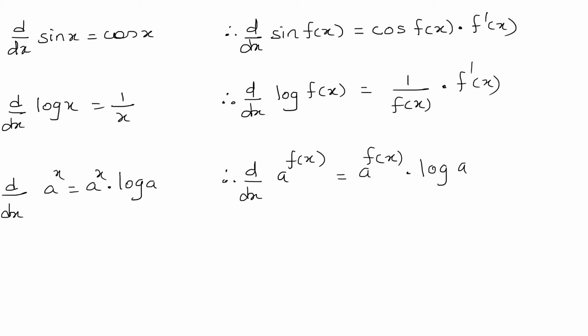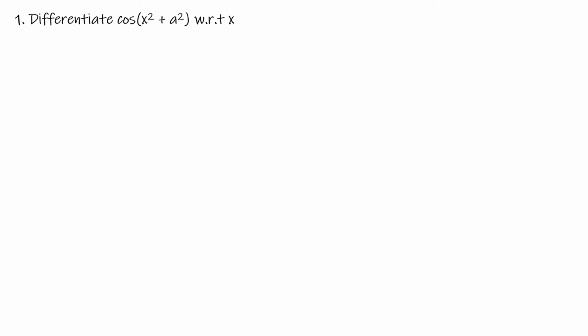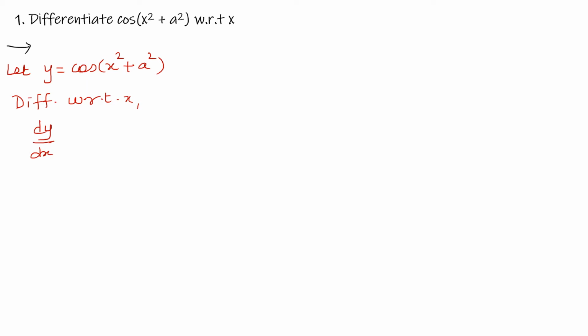So you can modify all the basic formulae in the same manner. Now we are taking some examples to understand this chain rule in detail. Here is the first question. Differentiate cos of x square plus a square with respect to x. So here I start with let y be cos of x square plus a square. Now I'm differentiating this with respect to x. So you can write dy by dx is equal to, now what is derivative of cos of x square plus a square?